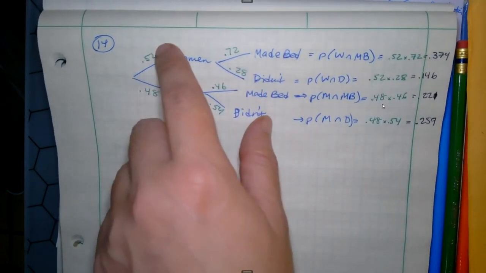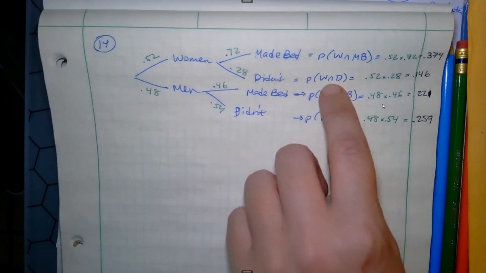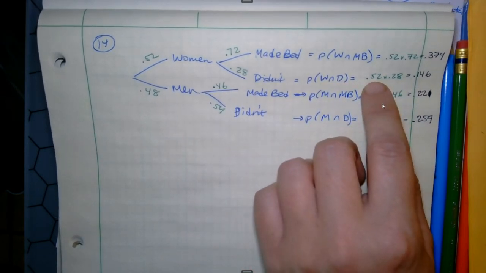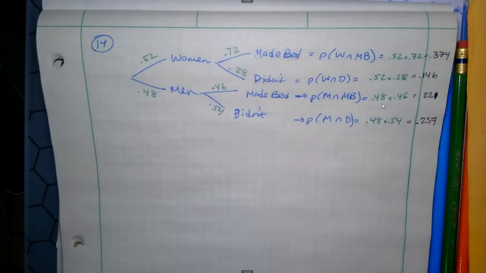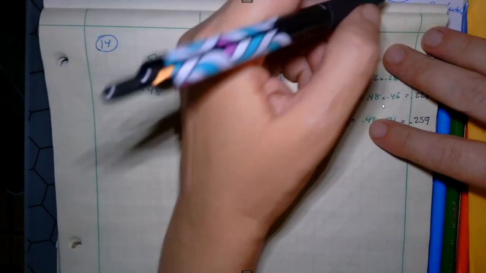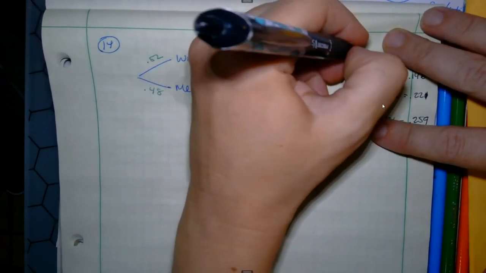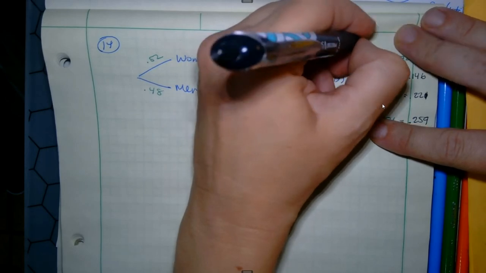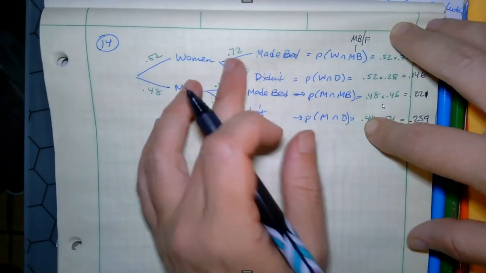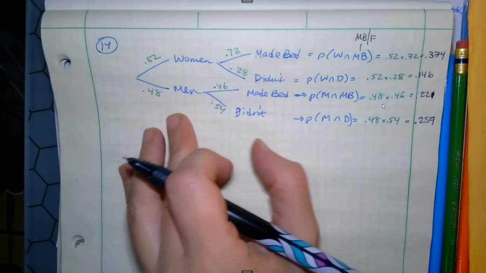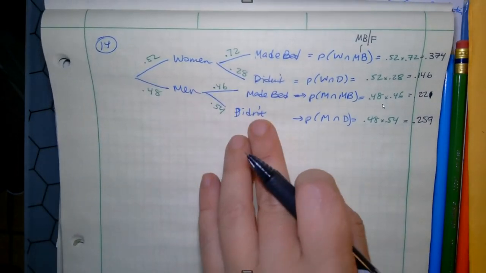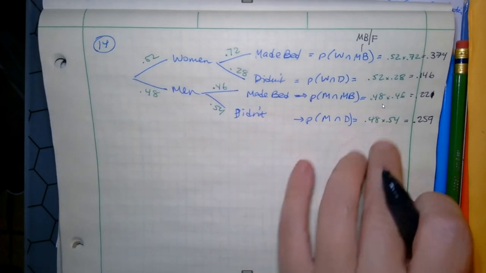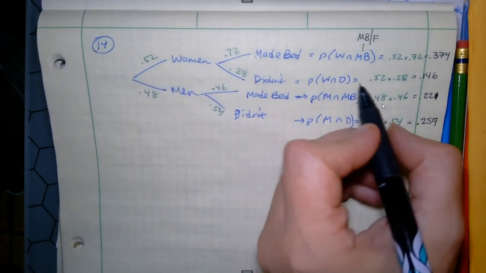So the chance of being female and not making your bed, that's the "and" right here, is 52% chance of being female times 28% chance of a female not making their bed, 0.146. Technically, the second event is the chance of not making a bed given that you're female, because that's different than what it is down here. Same thing for the men. So chance of being a man who didn't make his bed, 48% man, 54% didn't. And multiply those two.